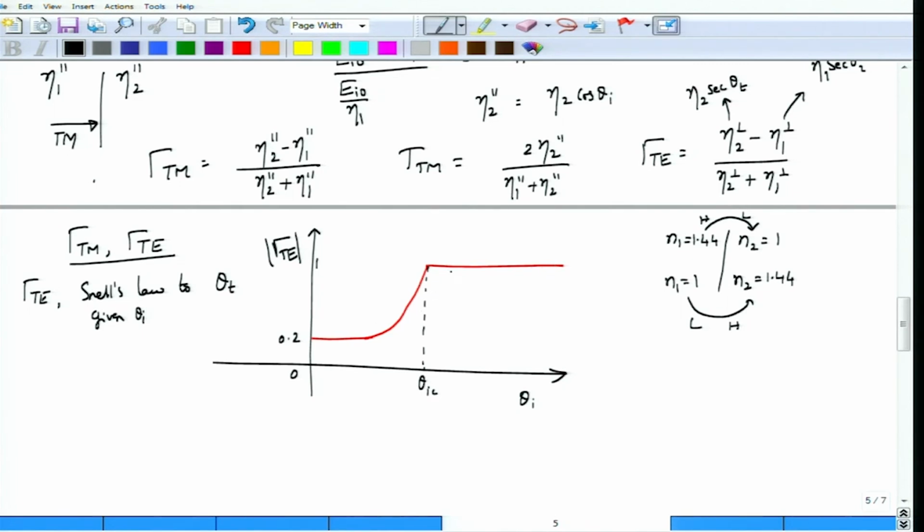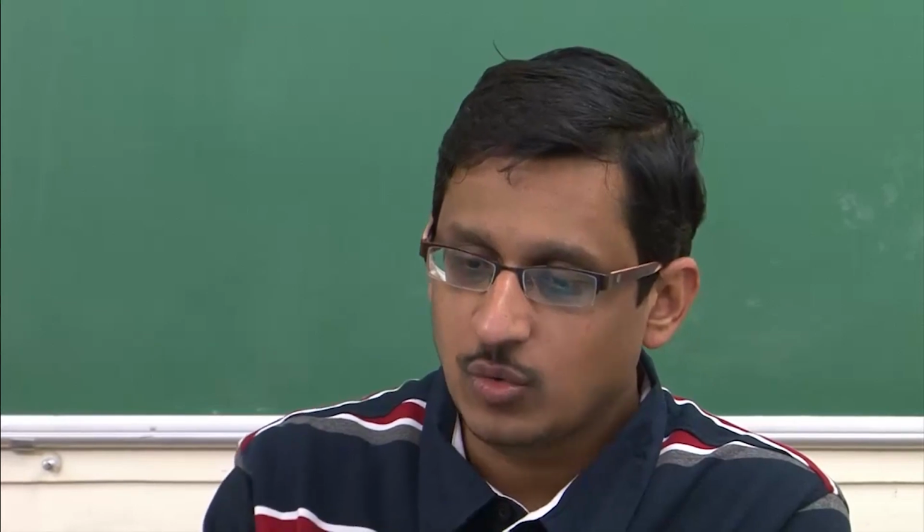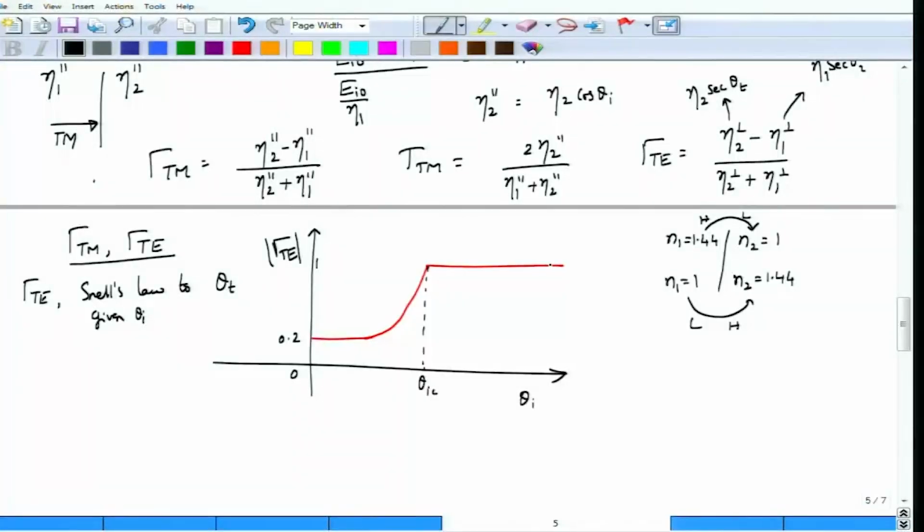Now, if the reflection coefficient magnitude is unity, what does it mean? Will there be any reflected power? Well, the entire power is reflected, nothing is actually getting transmitted, right. So, if the reflection coefficient hits 1, then nothing is getting transmitted and everything is getting reflected. Now, what was this case for? Whether it was the case for 1.44 and 1? You are right. This is where n1 is equal to 1.44 and n2 is equal to 1.